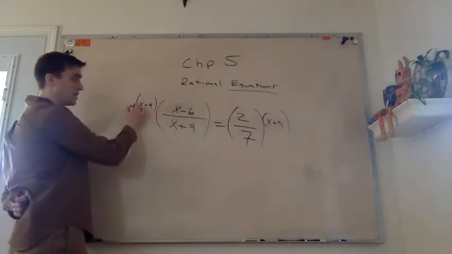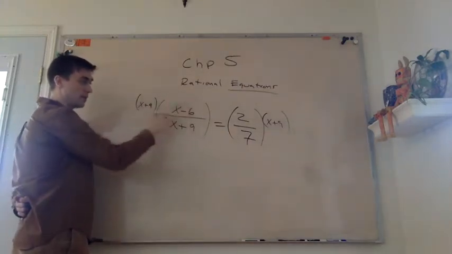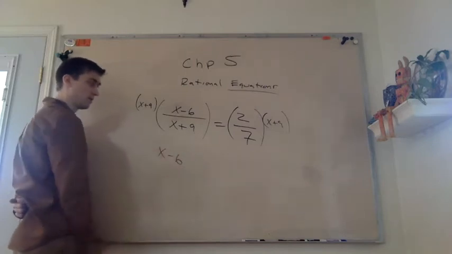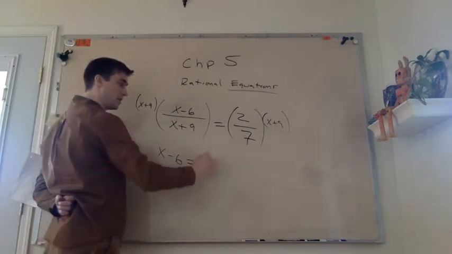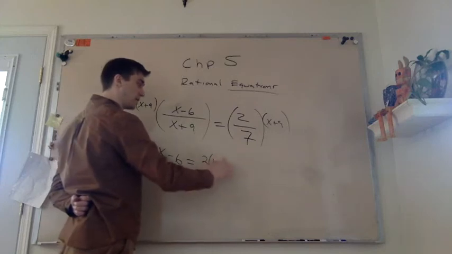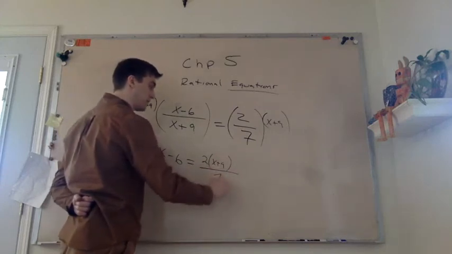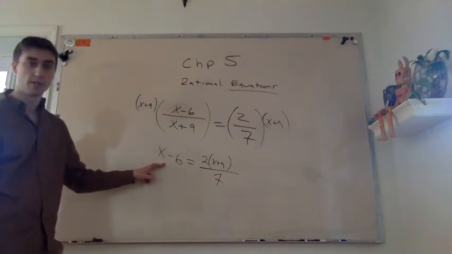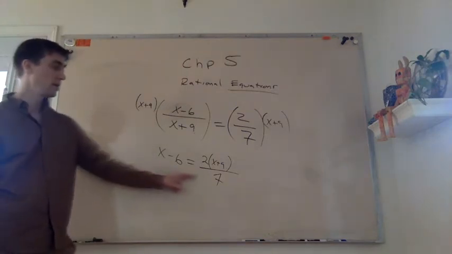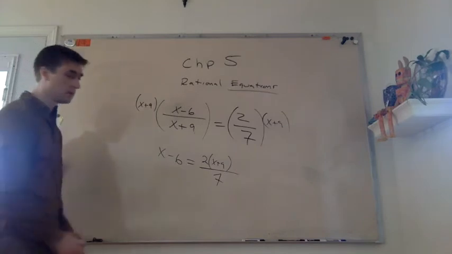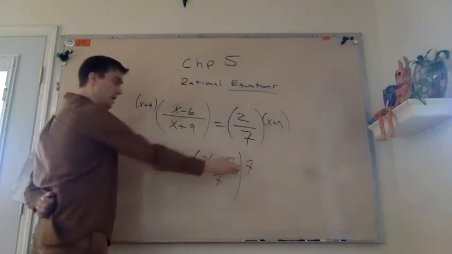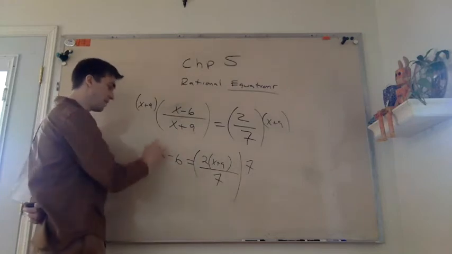Right? x plus 9 times x minus 6 divided by x plus 9 cancels the x plus 9s, and you just get x minus 6. Over here, you get 2 multiplied by x plus 9 divided by 7. So I got rid of one of those fractions. Now I can get rid of the other one by doing the same thing. If I don't want that 7 there, I can multiply by 7, and that'll cancel it. If you multiply something by 7, you have to multiply everything by 7.